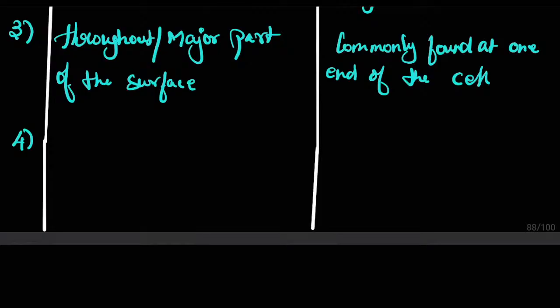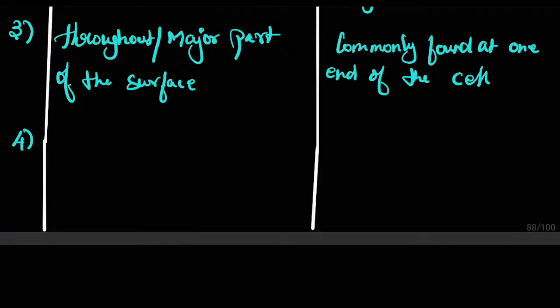So, cilia will be helping in locomotion, will be helping in feeding, will be helping in circulation, all of these things. But whereas flagella will be helping only in locomotion. So over here I say that cilia will be helping in locomotion, feeding, and the circulation.